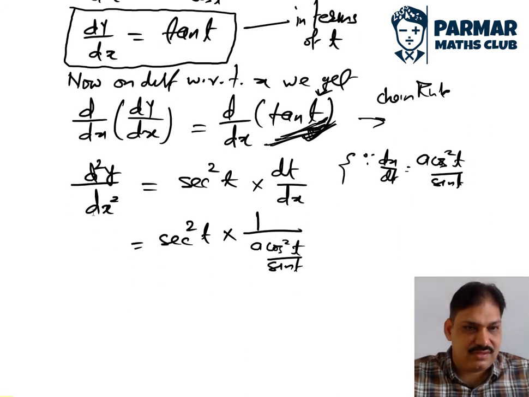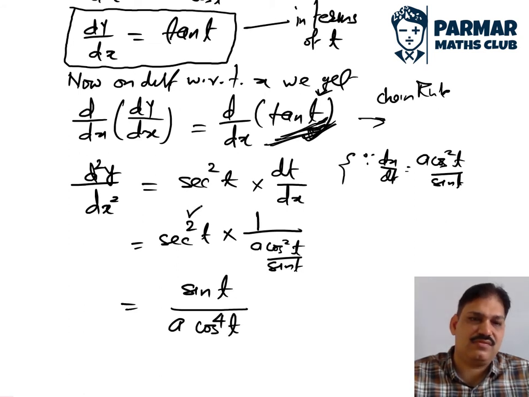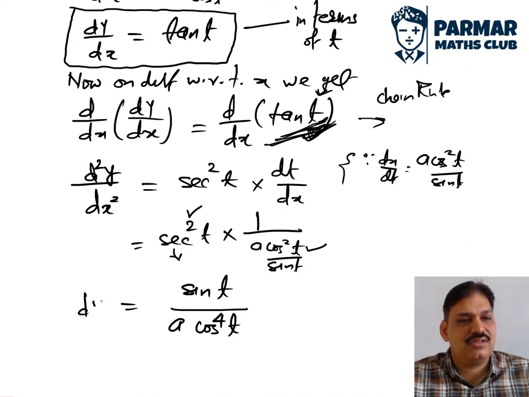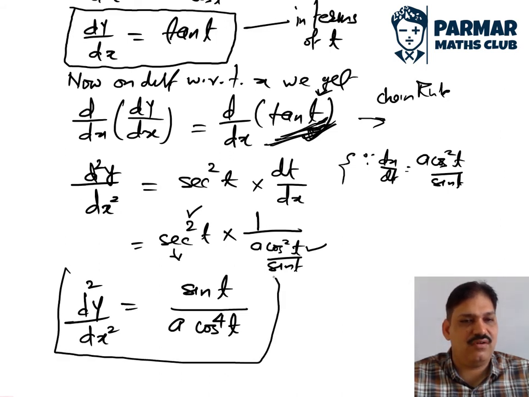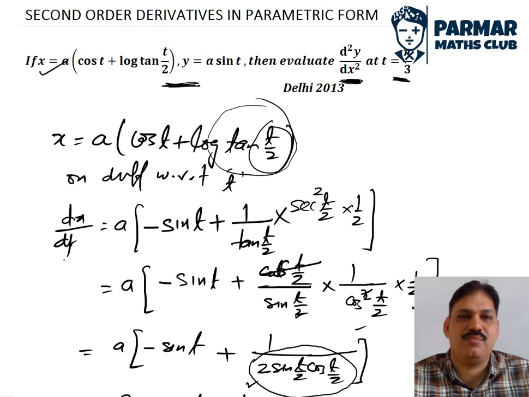Actually, if we change all the terms into sine and cos, we get sin t in the numerator and in the denominator a times cos raised to 4 t, because when we reciprocate sec square t it gives cos square t, and cos square t into cos square t is cos raised to 4 t. This is the second order derivative of y with respect to x, and we are to find the value of this at a particular point, t equal to pi by 3.